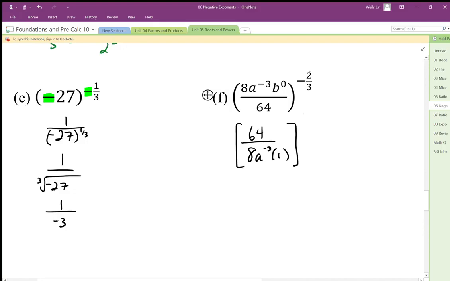The fraction has to do with powers and roots. The negative does the flipping, but does not touch the exponent. The exponent has nothing to do with times and divide, which is flipping. It has to do with power on top, root on bottom. So 64 divided by 8 is going to be 8.